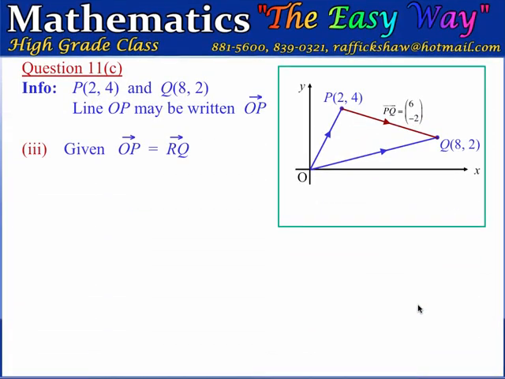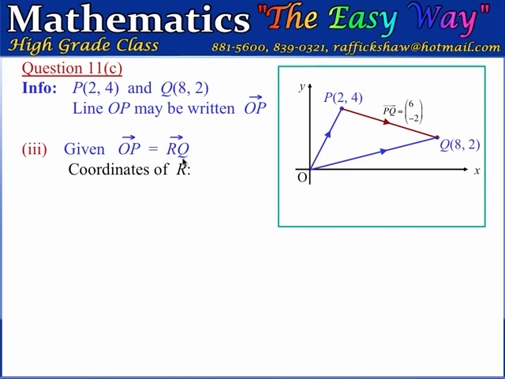Now part 3 tells us that the vector OP is equal to the vector RQ. So we are now introduced to the point R, which is not yet shown on the diagram. And so this is a vector equation, and we are required to find the coordinates of R. Now, in order to find the coordinates of R, we need to break the position vector of R out of this equation. In this vector equation, we have 3 points represented. We know the position vector of P, and we also know the position vector of Q. What we don't know is the position vector of R. And therefore, in this vector equation, there is only one unknown, which is the position vector of R.